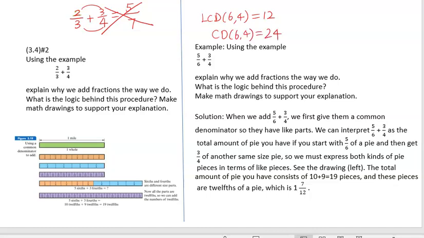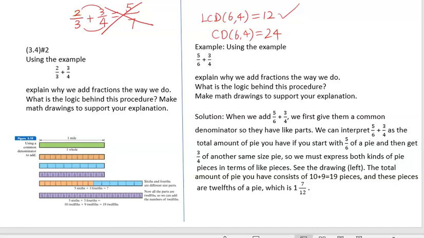L here stands for the least. It's usually easier if you use smaller numbers, but 24 should also work, but you have to reduce your answer in the end. Now we're going to use the least common denominator, so we may not need to reduce in the end because the answer may be already reduced.